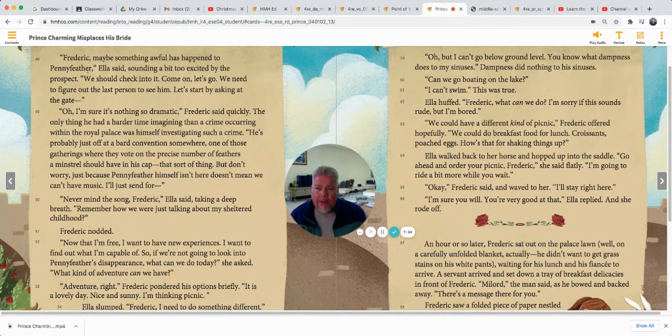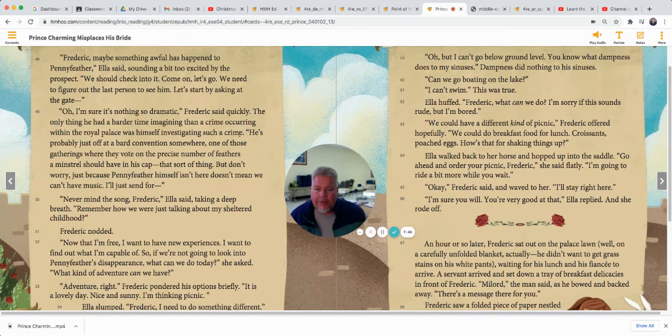Frederick, maybe something awful has happened to Pennyfeather, Ella said, sounding a bit too excited by the prospect. We should check into it. Come on, let's go. We need to figure out the last person to see him. Let's start by asking at the gate. Oh, I'm sure it's nothing so dramatic, Frederick said quickly. The only thing he had a harder time imagining than a crime occurring within the palace was himself investigating a crime.